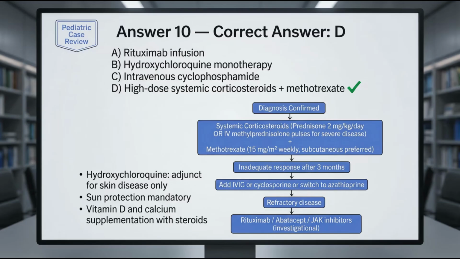The standard first-line treatment for juvenile dermatomyositis is the combination of systemic corticosteroids and methotrexate initiated simultaneously at diagnosis. Corticosteroids are given as oral prednisone at 2 mg per kilogram per day or as intravenous methylprednisolone pulse therapy for severe disease. Methotrexate is used at 15 mg per square meter weekly with subcutaneous administration preferred. If there is inadequate response after 3 months, intravenous immunoglobulin, cyclosporin, or azathioprine can be added. Rituximab, abatacept, and Janus kinase inhibitors are reserved for refractory disease. Hydroxychloroquine is used only as an adjunct for skin disease. Sun protection and vitamin D and calcium supplementation with steroids are mandatory.